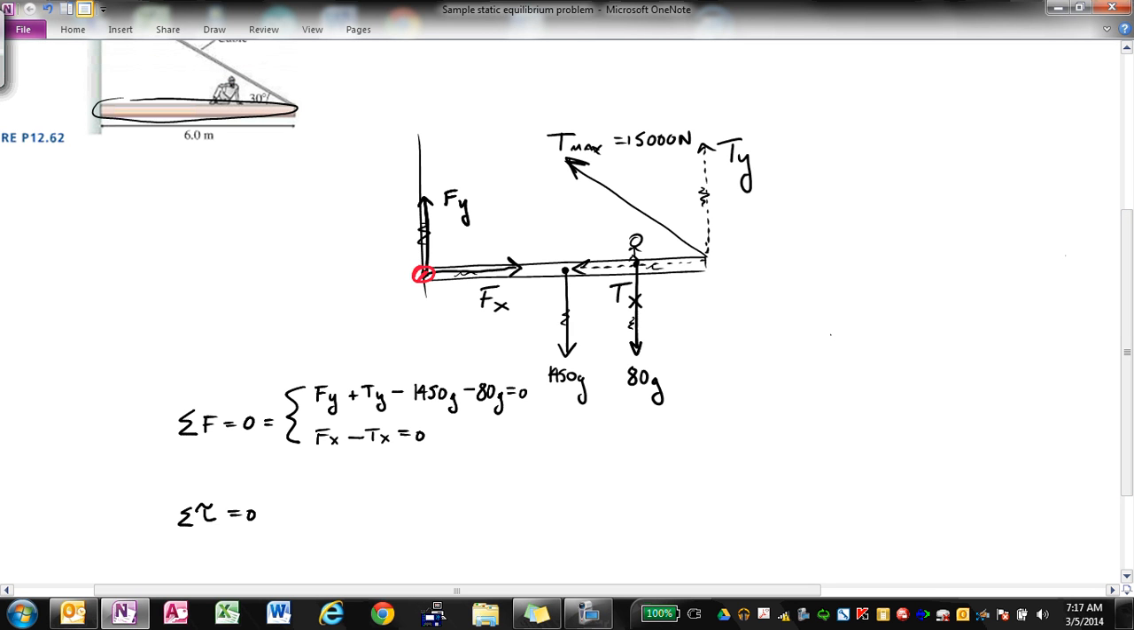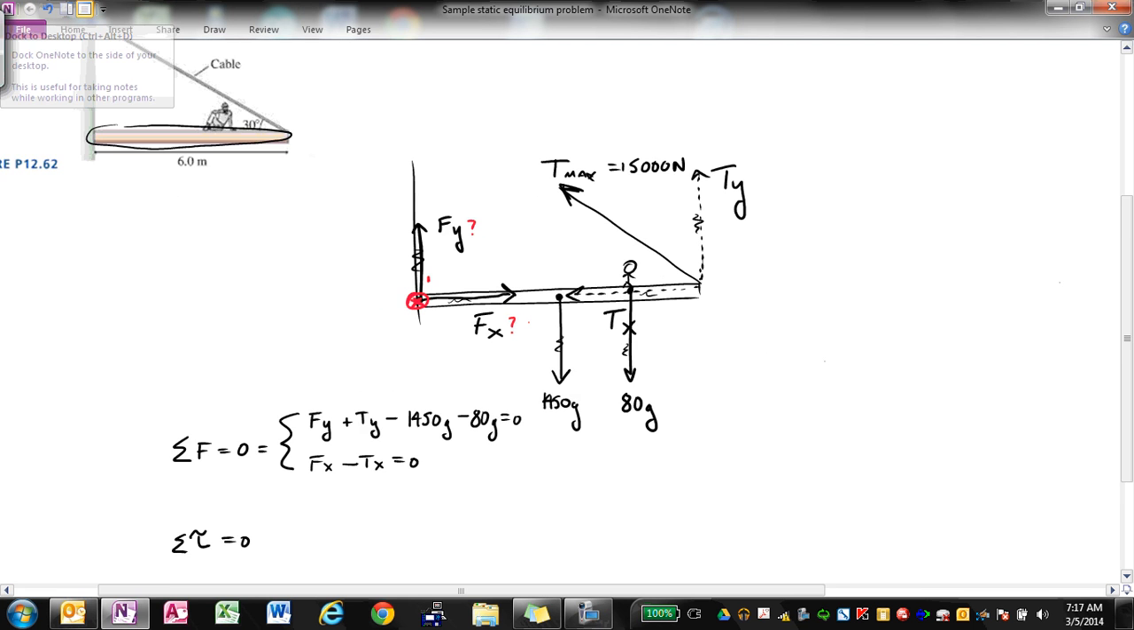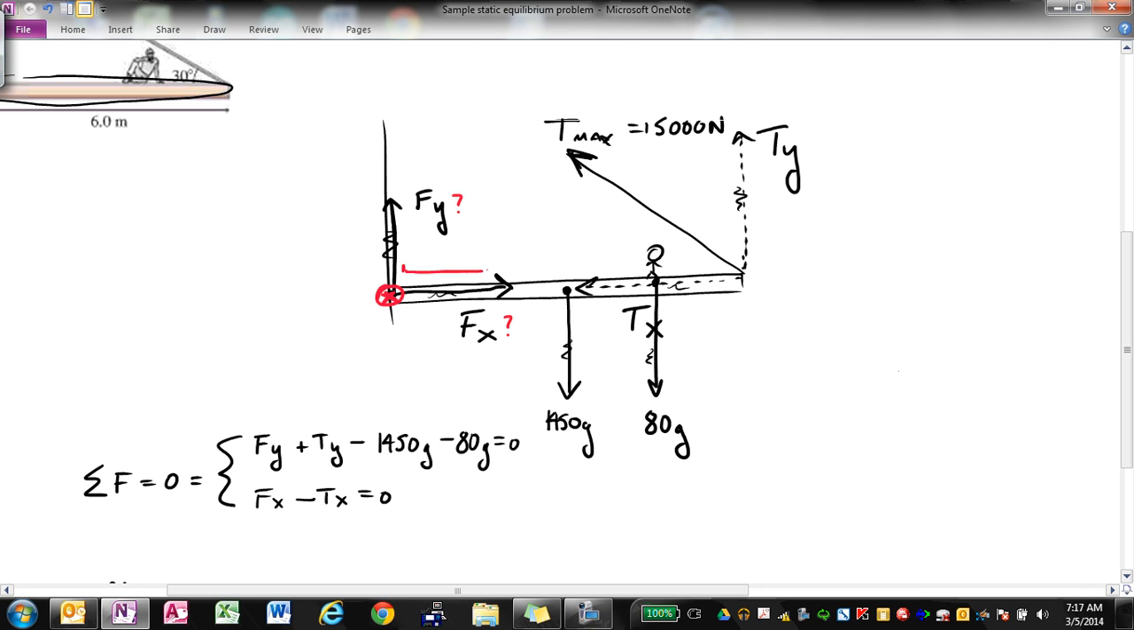So I'm going to choose this as the pivot point because I don't know what Fx or Fy is, and I'd rather not find out if I don't have to, and I know kind of what all the other forces are going to look like. Okay, so this radius vector here, nope, that's not one that we need. Let's try that again. These go right through the pivot, so they're not going to contribute to torque at all.